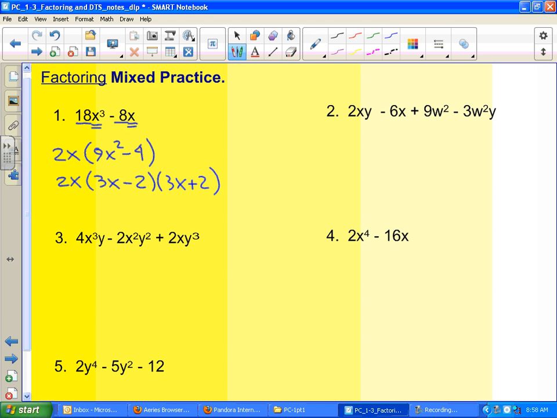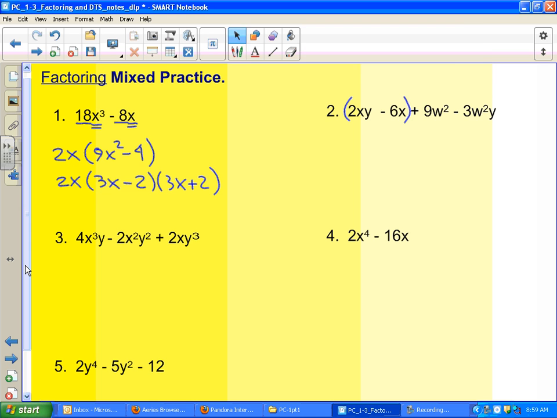All right, I'm looking at this number 2 problem, and I always look at the first 2 and the second 2 as pairs and see what I can pull out if I end up with something that looks the same. And if I'm looking at 2xy and negative 6x, I can pull a 2x out, and I'd be left with a y minus a 3. All right, so let's go over here to the next one. Look at those 2 pairs, and if I pull a 3w squared out, I'd be left with a 3 minus a y.